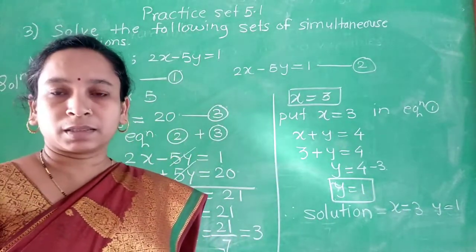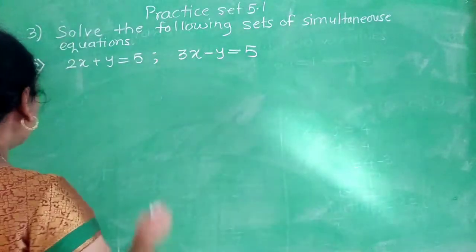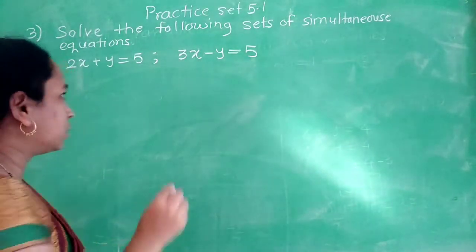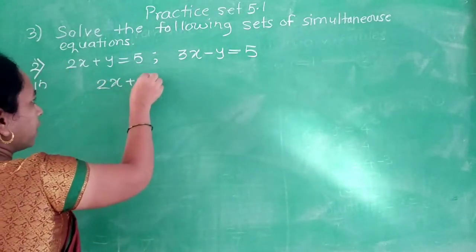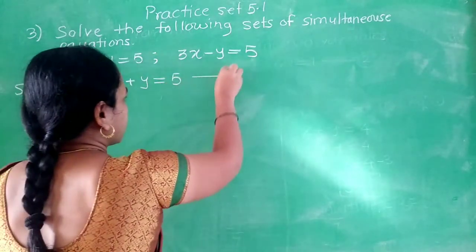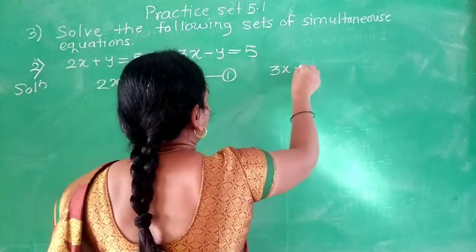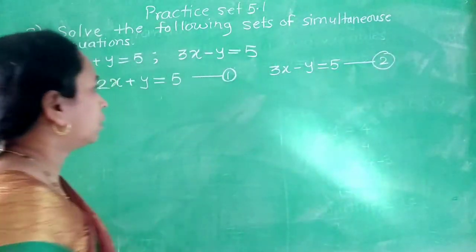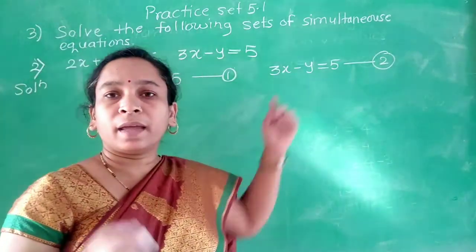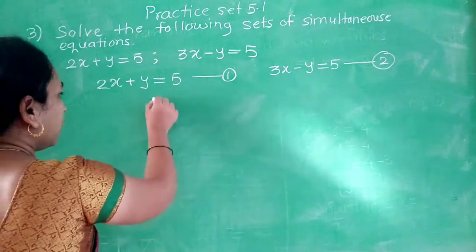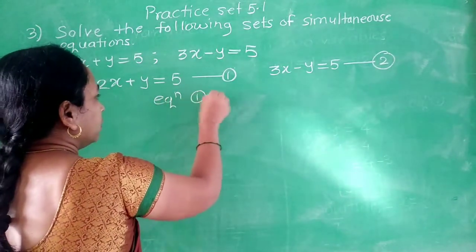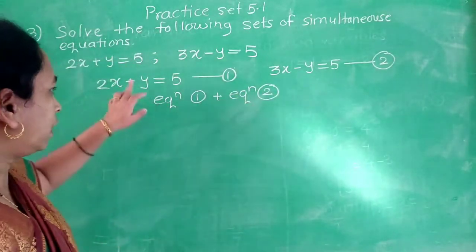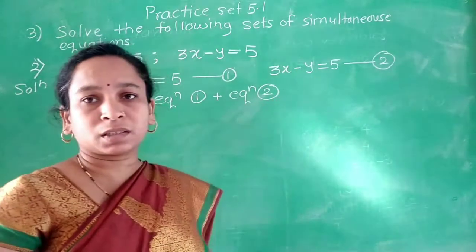Now we will see the next example. Second example, solution. First I'll assign the equation numbers. So 2x plus y is equal to 5. Equation number 1. 3x minus y is equal to 5. Equation 2. Plus y and minus y, they have the same coefficient. So I'll add equation 1 plus equation 2.